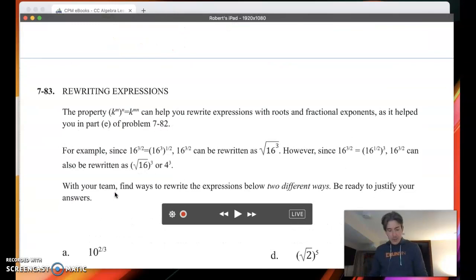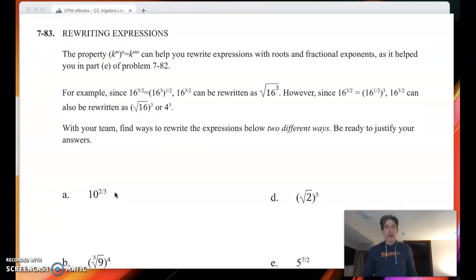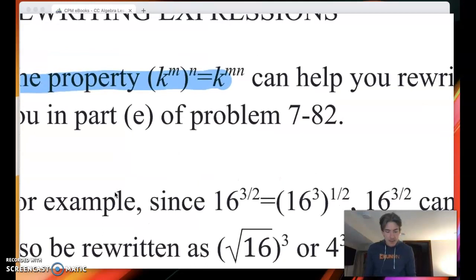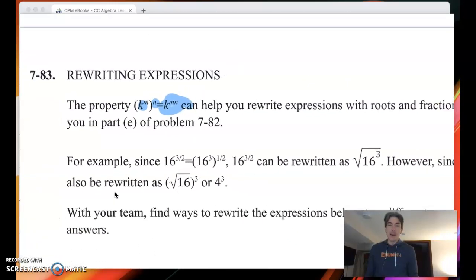And that leads us into what we're going to be doing here in 7-83. We've got a property of exponents that we remember from earlier this year. We've got the power to a power property, and it's going to help us do some rewriting. The power to a power property just says, if I've got an exponent, I'll zoom in on it here because these are variables. If I've got a power, k to the m power, and it's raised to another power, well, I can just rewrite that as the product of those powers. That's k to the mn power.